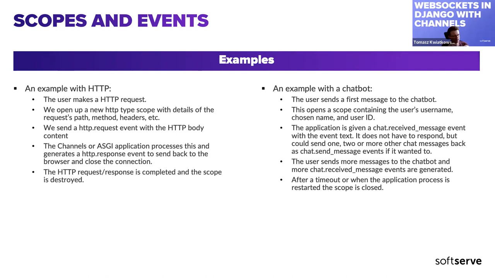For the HTTP case, the user makes the HTTP request, as I mentioned. We open a new scope which contains the request path, method, headers, and all other stuff. Then we handle this message. Basically, channels or any other ASGI application will process the HTTP response and send it back to the user. And after the response is delivered, the scope is destroyed.